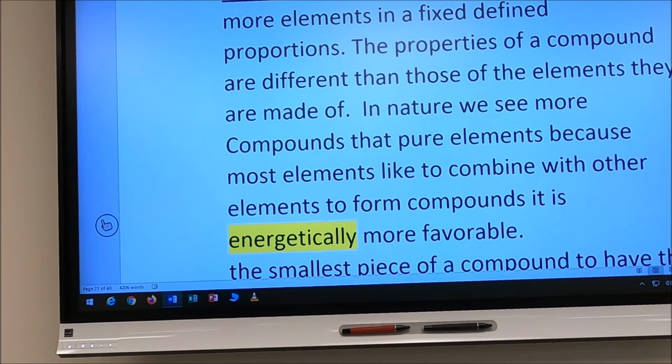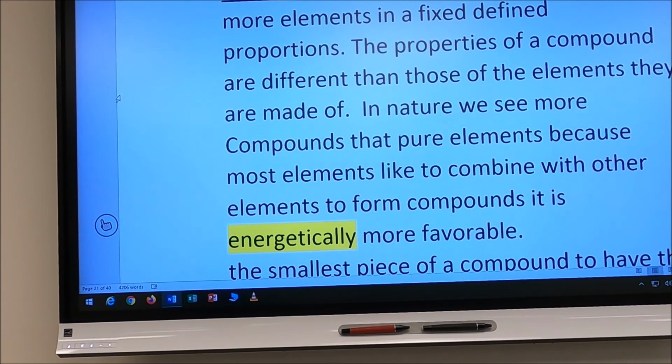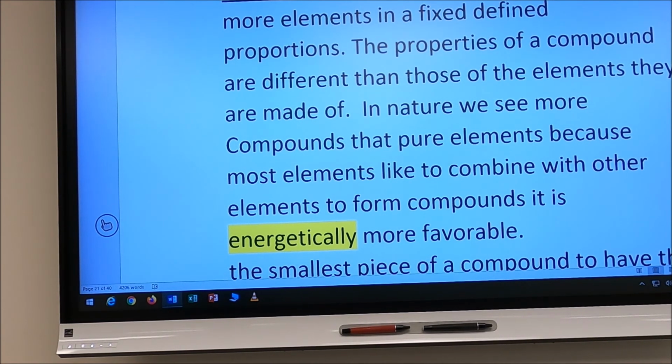Now, a compound is a substance composed of two or more elements in a fixed, defined proportion. The properties of a compound are different from those of the elements they're made of. And in nature, we see a lot more compounds than pure elements. Pure elements are hard to find.